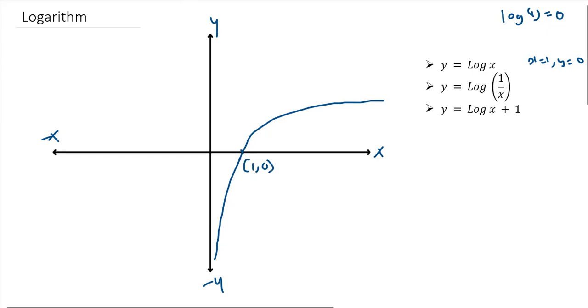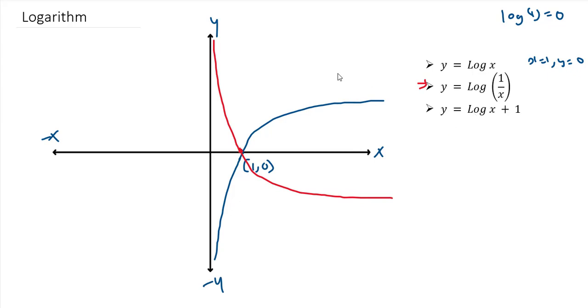Let's see now the second equation, y equal to log of 1 by x. So this graph will be plotted in this way. So this is how your graph for the second equation will look like. Again, the coordinate of this point will be 1 comma 0, because if you put x equal to 1, this will become log 1 and log 1 is 0. So the value of y will become equal to 0. So the coordinate of this point will be 1 comma 0.